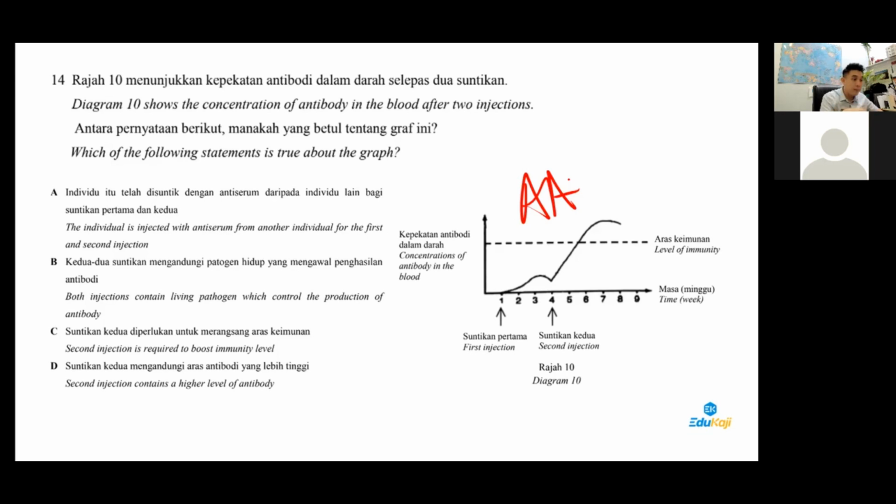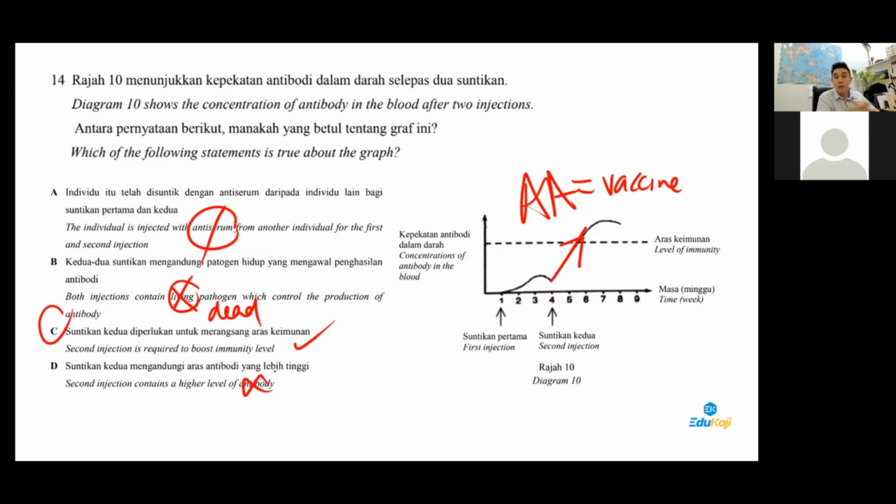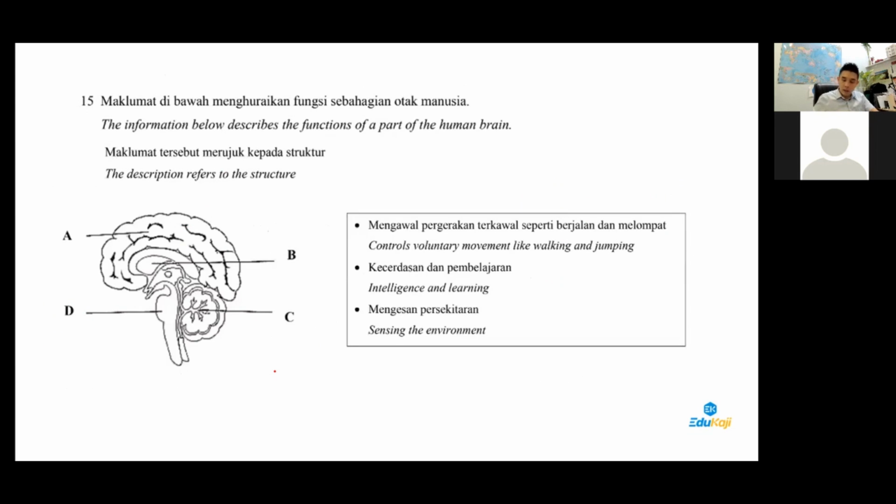Artificial active is not anti-serum because it's vaccine, not anti-serum. Contain live pathogen which control production of antibodies? Not really lah, not really. It's not living, it's a dead pathogen. Third one is correct. We need second one to boost the immunity level. And the last one, no, it does not contain antibody. Right. So 14C, 15.